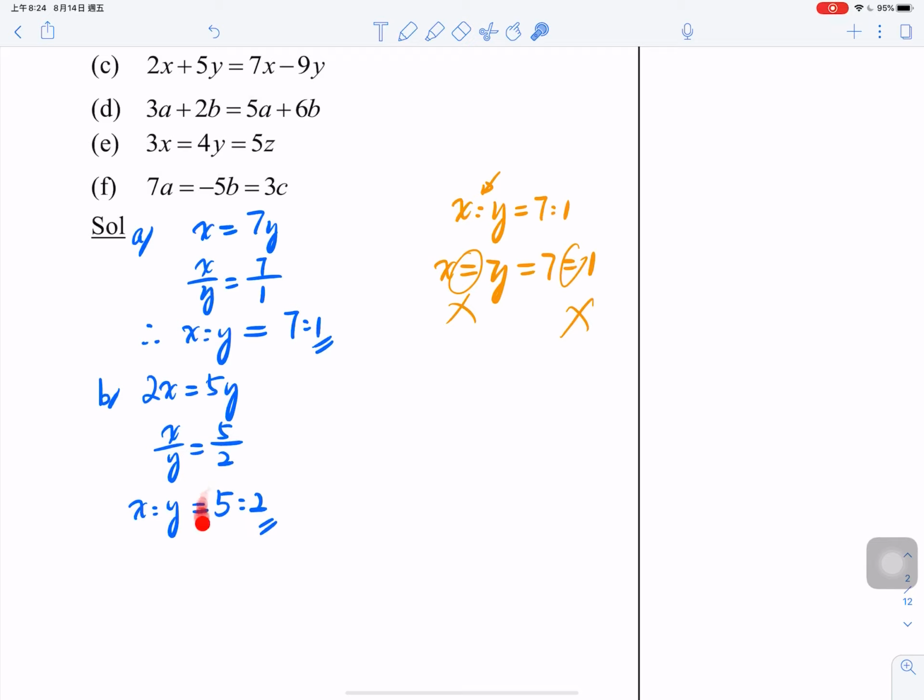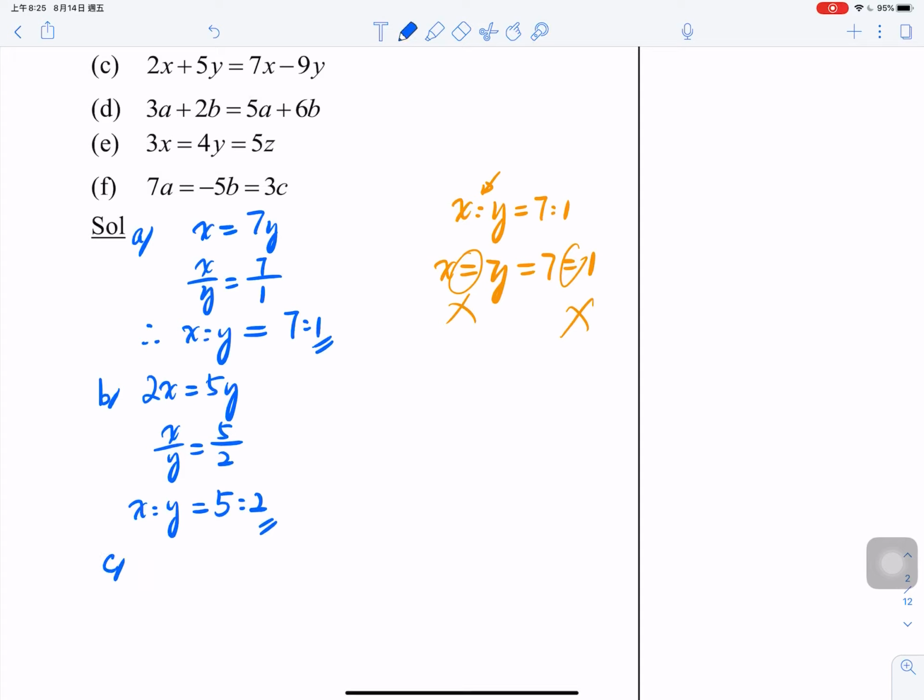That means x is greater. Have a look at this one. 2x, 2 times x equals 5 times y. Is x greater than y? Think. 2 times x already equals 5 times y. So x must be greater than y. X must be greater than y. So this one is correct. You can check like this.